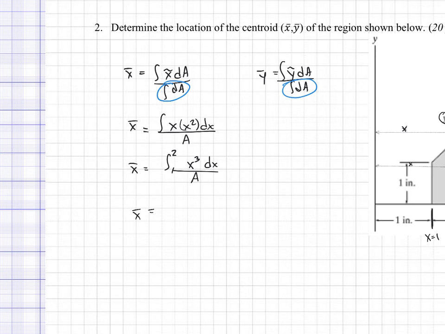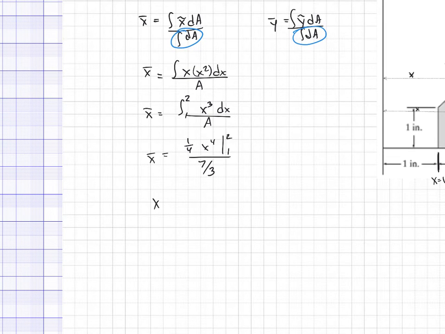So x bar equals x to the 4th, that's supposed to be a 1/4. I don't know what I was doing there. 1/4 from 2 to 1, all over A. Now is probably a good time to start thinking about this A, so I'll go ahead and put the 7/3 in there. And we'll say x bar equals 1/4 of 16 minus 1. So that's going to be 15 over 4 divided by 7 over 3. So x bar equals 45 over 28.